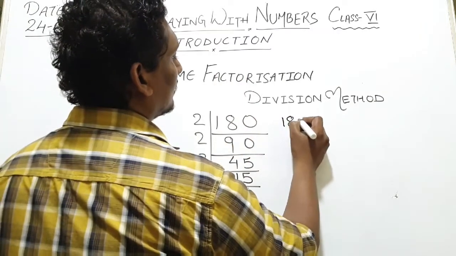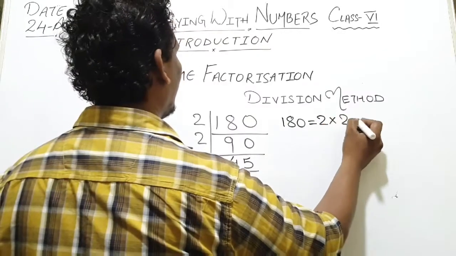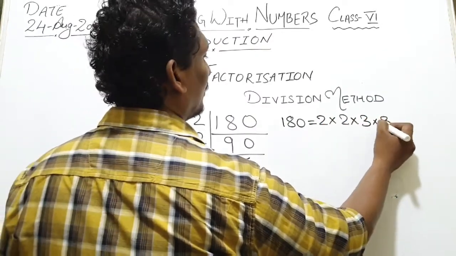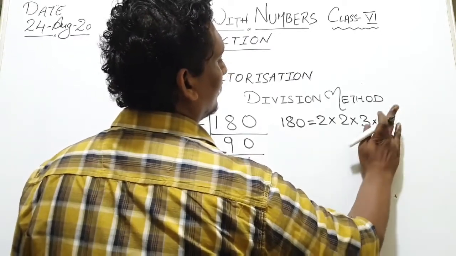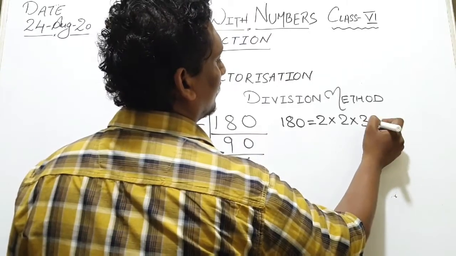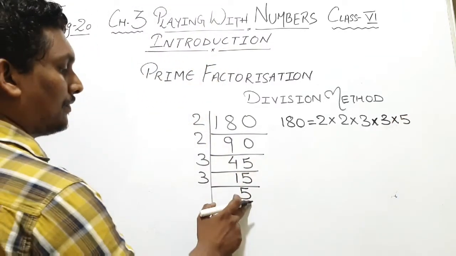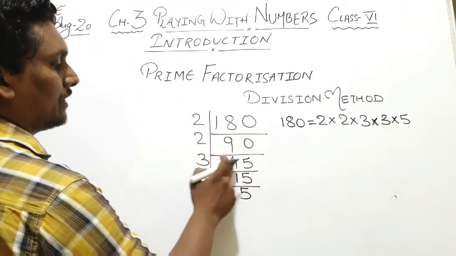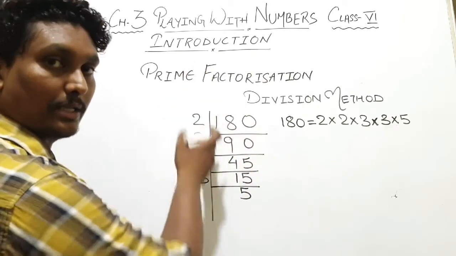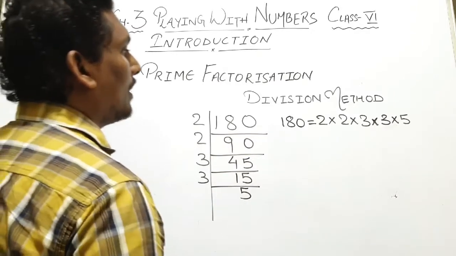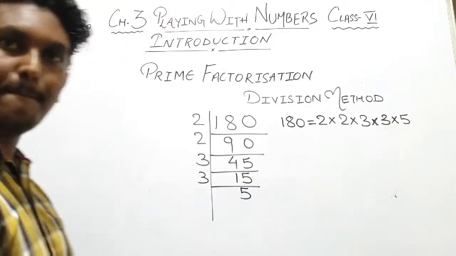Now the factors are 2 into 2 into 3 into 3 into 3 into 5. If you see, 5 3s are 15, 15 3s are 45, 45 2s are 90, 90 2s are 180. You can check it like this. So this is all about the division method and prime factorization. Just go through it.